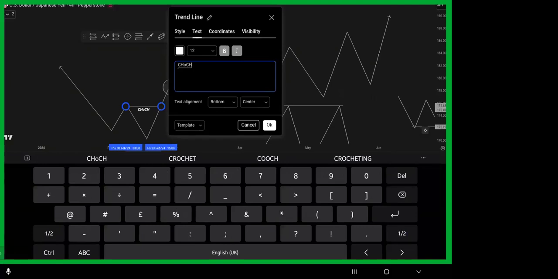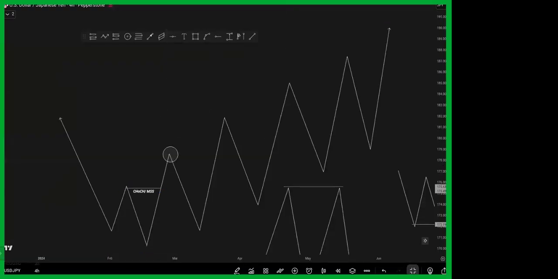And it is also called the market structure shift. All right, so it is either your change of character or your market structure shift. This is the first indication, the first progression that the market is about to do what? The market is about to enter a new trend. This is the first structural break of the new trend that is about to form.